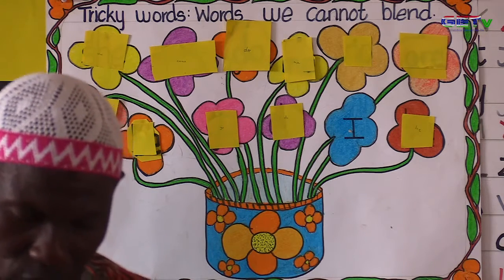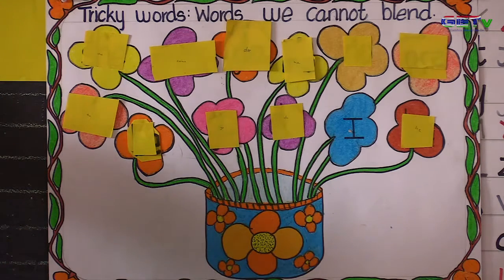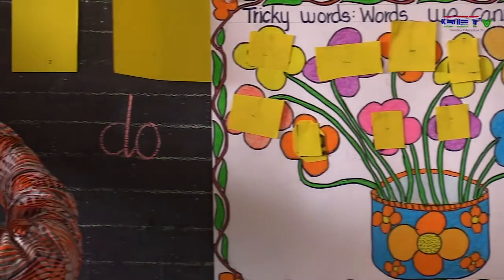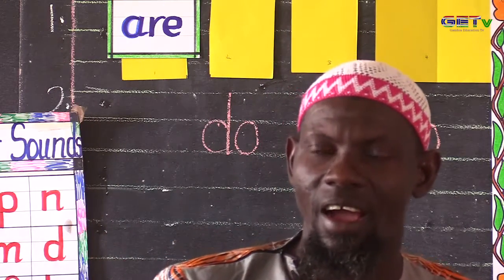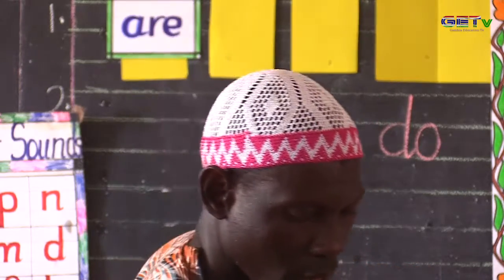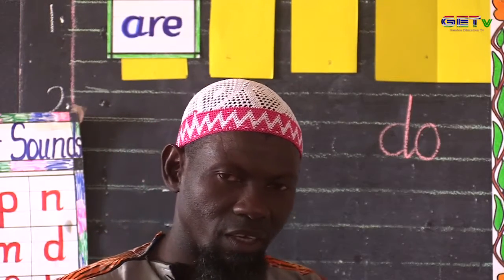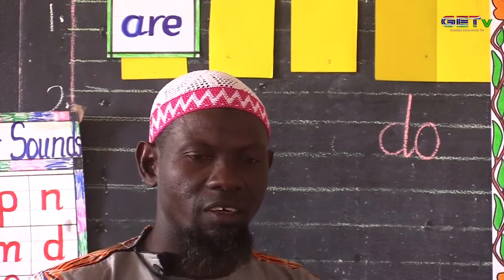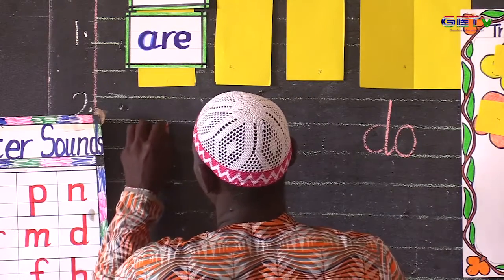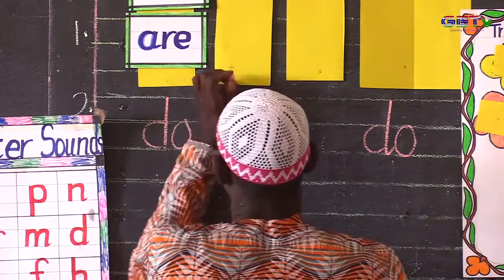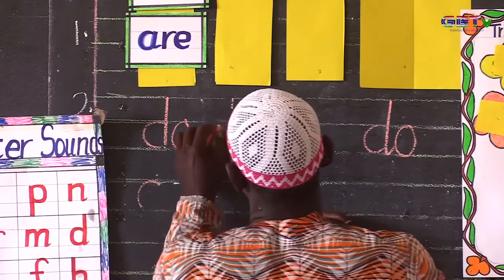Now let's look at another one. A-R-E. A-R-E. Let's look at it. What is going in our mind? A-R-E. The next thing, let's copy it. Are we copying?